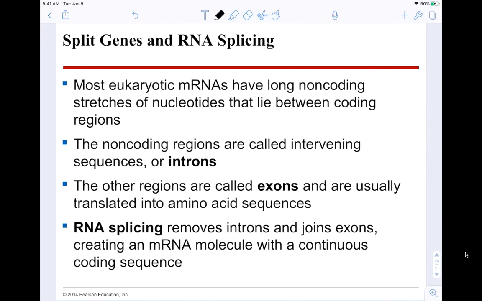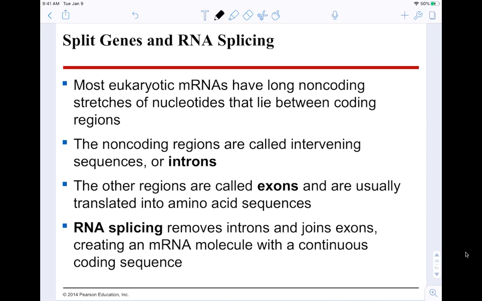Okay, so split genes and RNA splicing. We're going to look at how you cut pieces out, and it's kind of counterintuitive, but I'll explain that in a second. Most eukaryotic mRNAs have long non-coding stretches of nucleotides that lie between the coding regions. This is considered to be, quote, junk. We don't really know what it's there for, but we know that if we take it out, it's detrimental to the organism. So we just edit our mRNA.